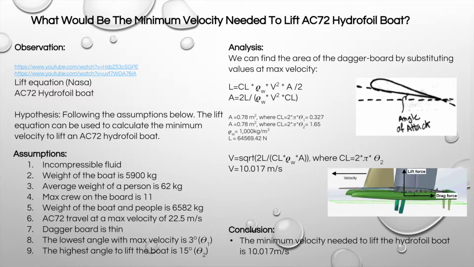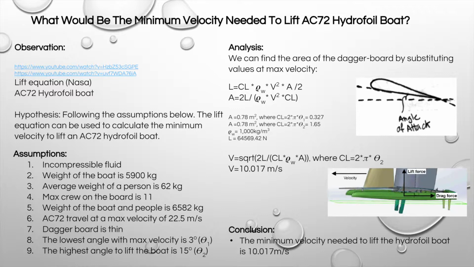Our assumptions were that the fluid is incompressible, the weight of the boat is 5,900 kilograms, and we also assumed that there's 11 crew members on the board, each weighing approximately 62 kilograms, so bringing the whole weight of the boat and people to 6,582 kilograms. AC-72 travels at maximum velocity of 22.5 meters per second.